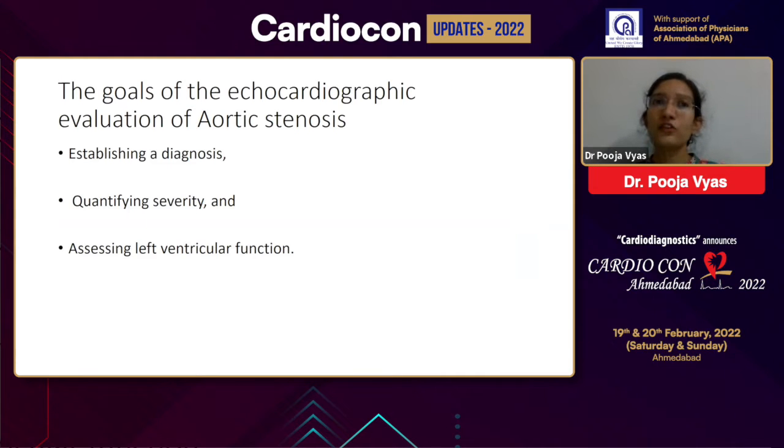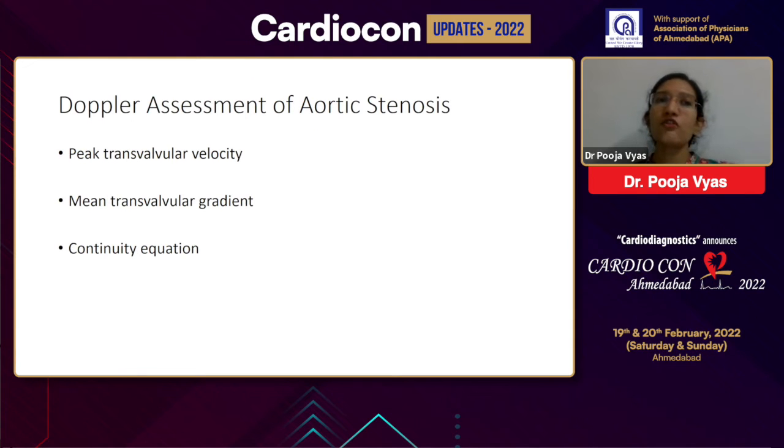The goals of echocardiographic evaluation for aortic stenosis are to establish the diagnosis of aortic stenosis, to quantify the severity of aortic stenosis, and assess the left ventricular function. So Doppler assessment of the aortic stenosis usually starts with measuring the peak transvalvular velocity and then mean transvalvular gradient, and then comes the continuity equation to determine the aortic valve area.